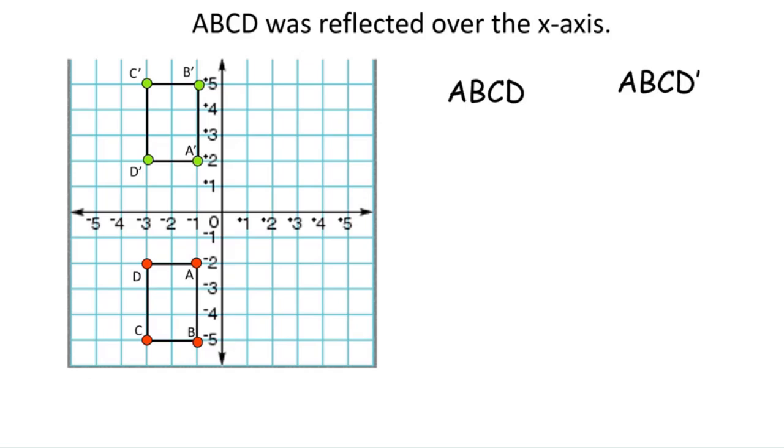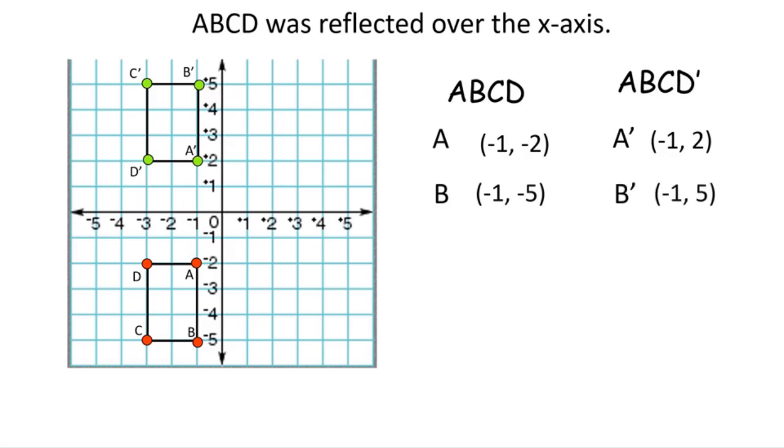All right, so let's see if we can figure out a shortcut for naming our new coordinates. So here's rectangle ABCD. It was reflected over the x-axis. So let's look at our coordinates of point A. Point A was at -1, -2. A prime is at -1, +2. B was at -1, -5. B prime ended at -1, +5.